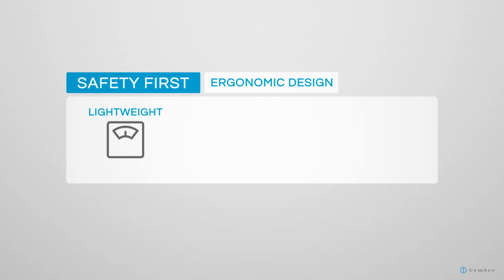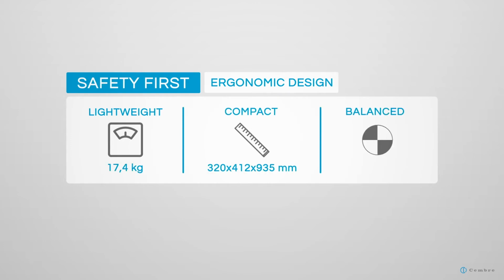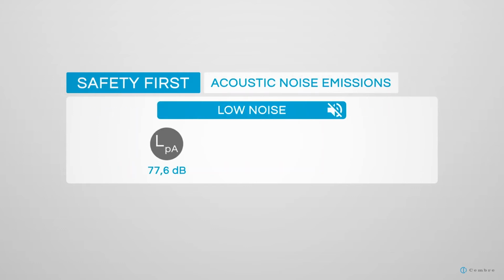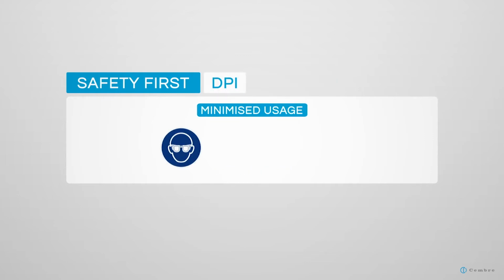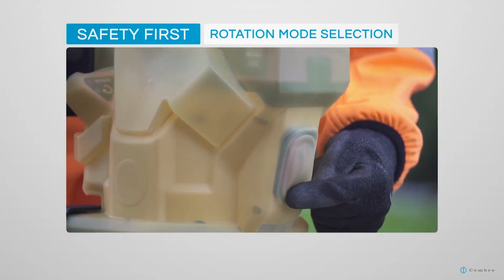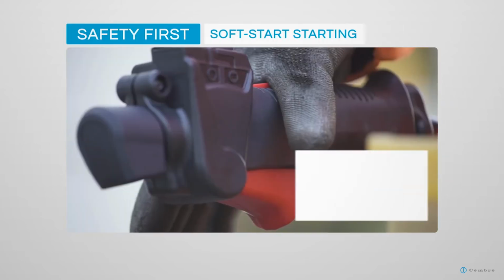All CEMBRE machines are designed with safety in mind at all times. They are ergonomically designed, lightweight, compact, and balanced. Low acoustic noise makes this machine ideal for working in built-up areas. Low vibration levels minimize hand-arm vibration, extending the daily exposure time. Correct PPE must be worn at all times. The drill has a soft start feature on initial activation.